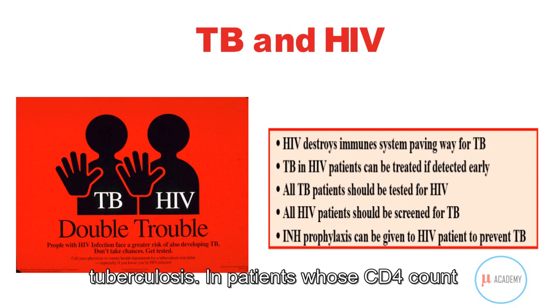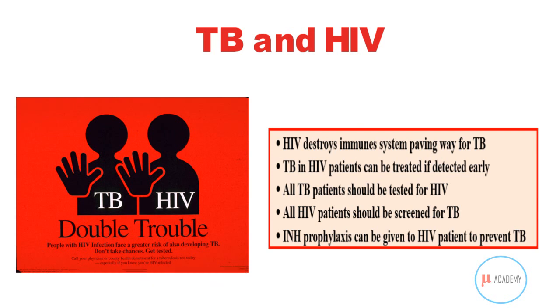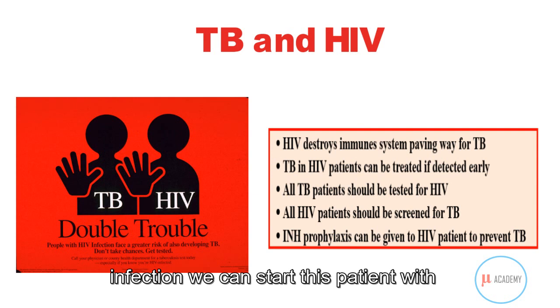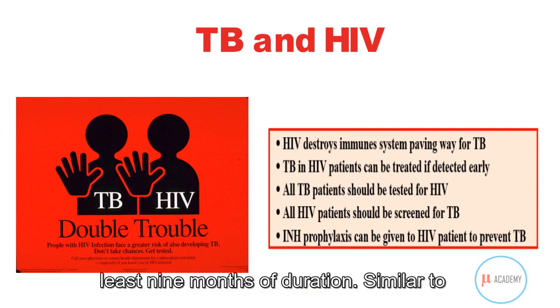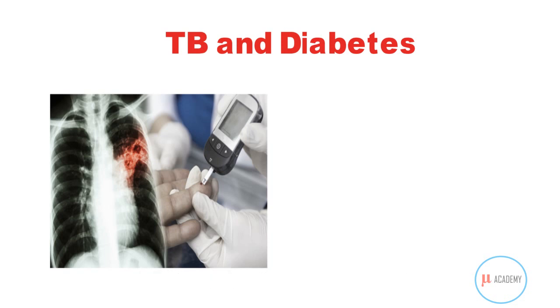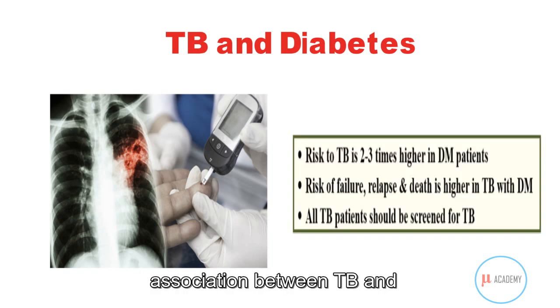In patients whose CD4 count is dropping, there is a high chance of TB infection. So in order to prevent TB infection, we can start this patient with isoniazid preventive therapy for at least 9 months duration. Similar to HIV and TB, there is also close association between tuberculosis and diabetes.